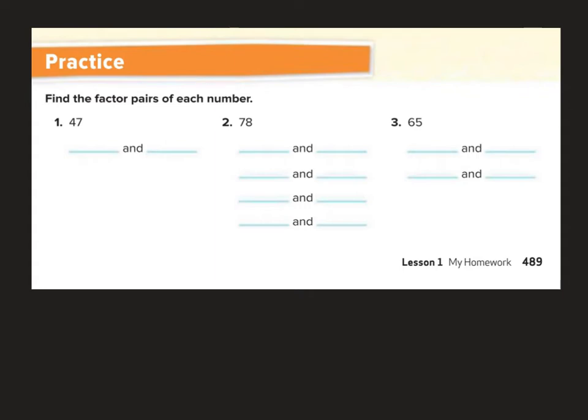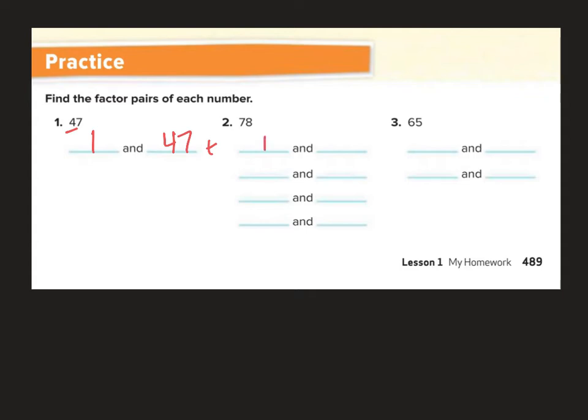Okay, find the factor pairs. 47. So I see there's only one option here, which must mean that 47 is prime, which means only 1 and 47 go into 47. Right? I could try 2, but it's not an even number. I could try 3, but that's not going to work because I'd be left with 17, and 3 doesn't go into 17, right? So let's go to the next one.